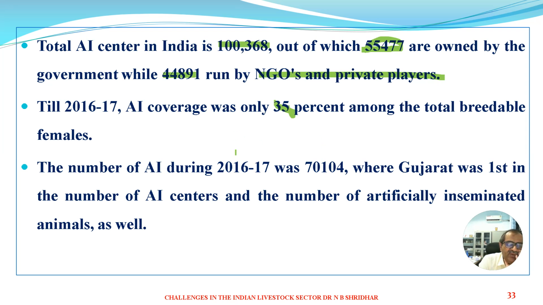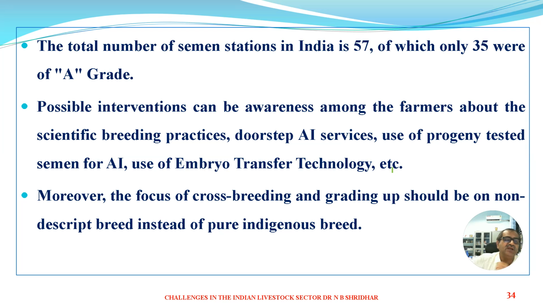The number of AI during 2016-17 was 70,104, whereas Gujarat was first in the number of AI centers and the number of artificially inseminated animals, whereas the other states were lagging. The total number of semen stations in India is about 57, of which only 35 were A grade semen stations, and the remaining were all B or C grades.